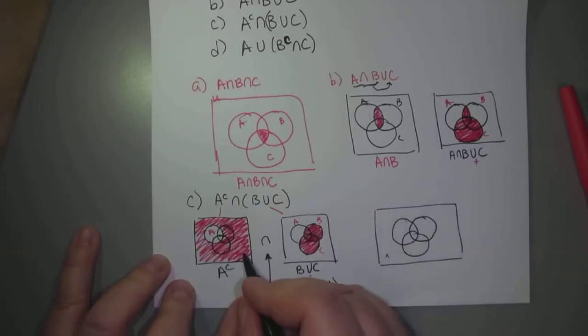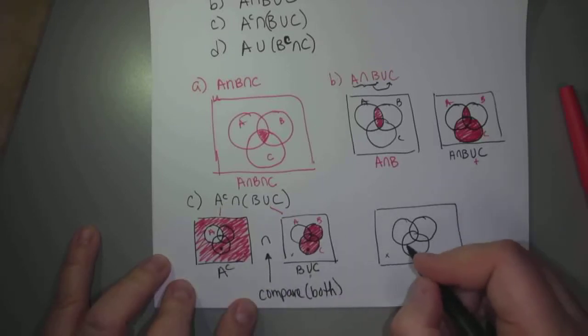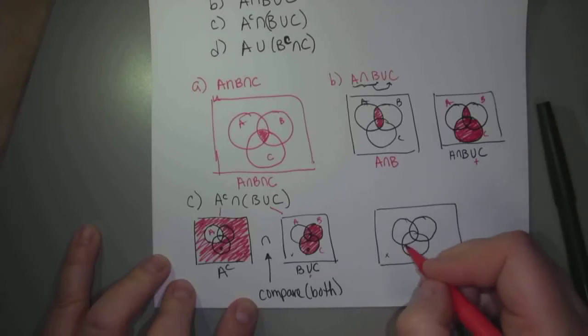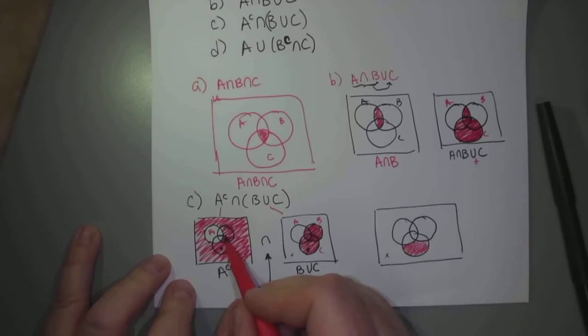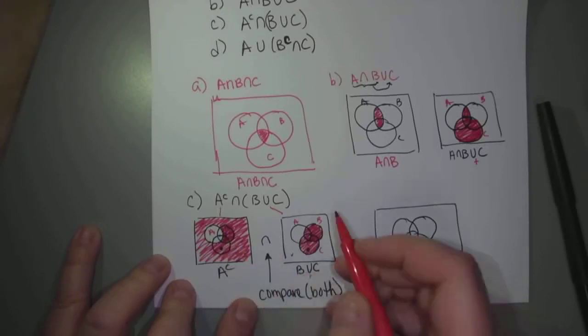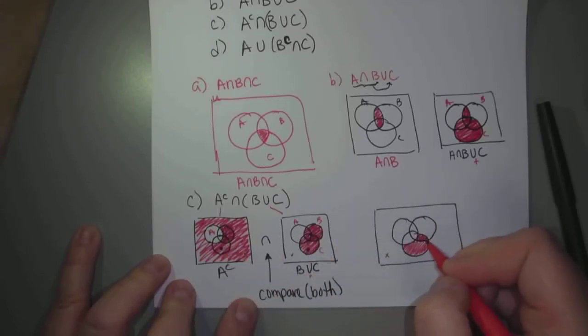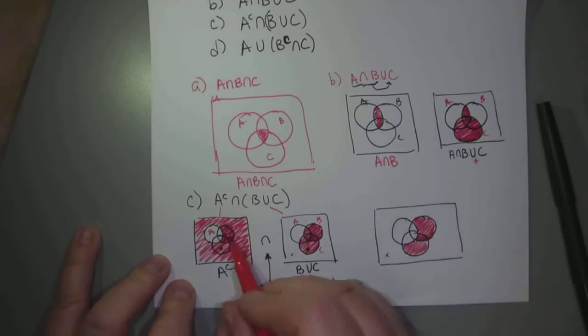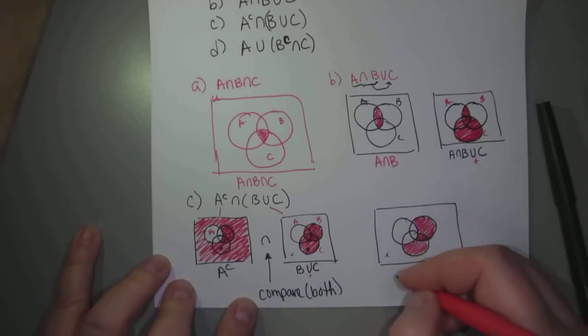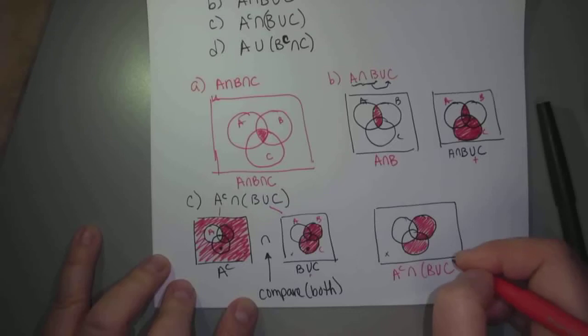Well, the outside is colored here, but it's not colored there. But you see this part of C is colored in both. So we'll shade that in. What else is colored in both? This piece right here, and that part of B, the very center, no, because nothing in A is colored for this one and outside. So this would be it. A complement intersection B union C.